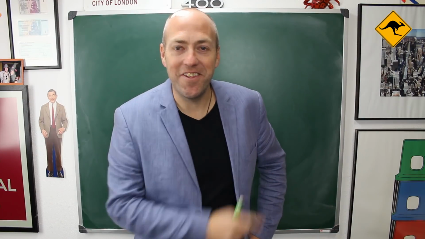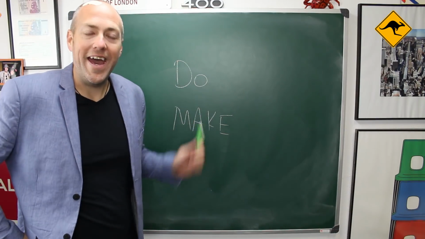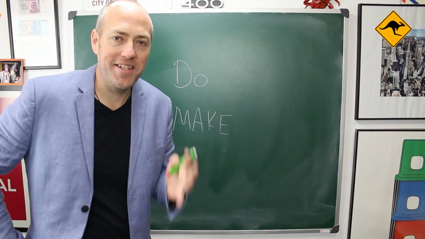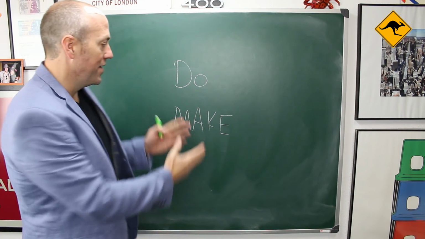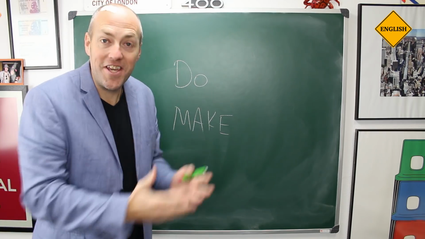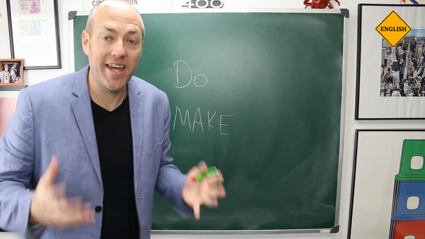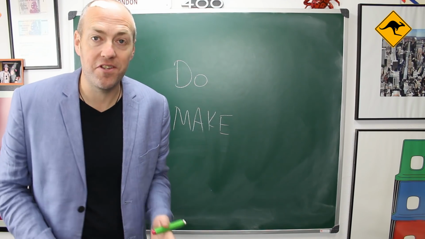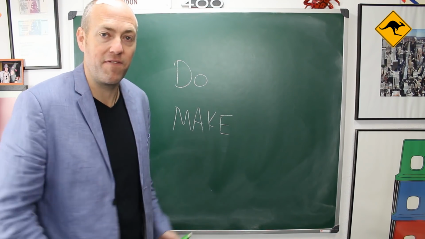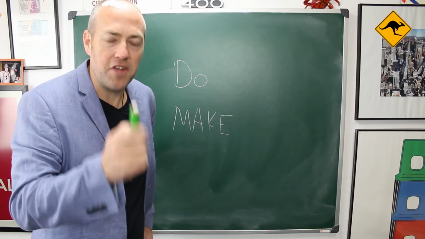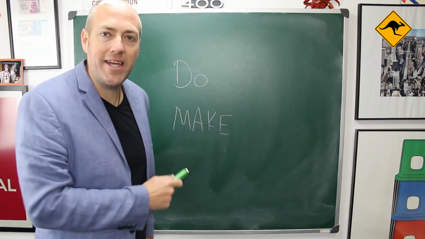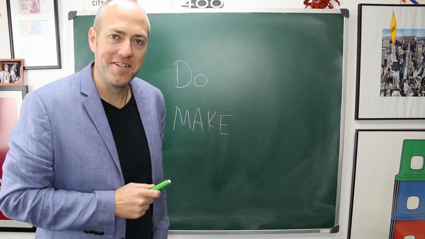Number 8, and the difference between do and make, another really common error. So, do is for activities. And make is when you fabricate something, you create something that didn't exist before. In English, there's a big difference between making a friend and doing a friend.